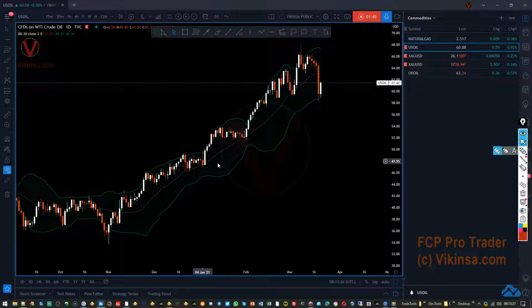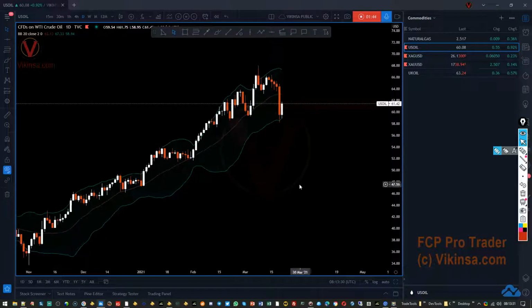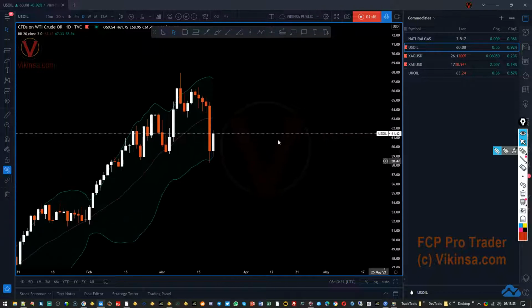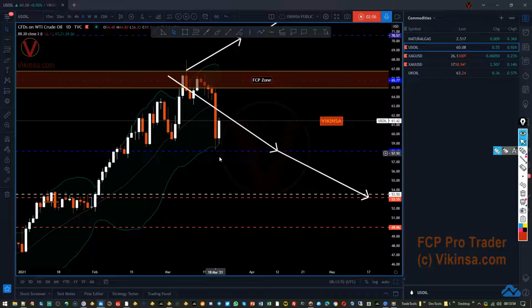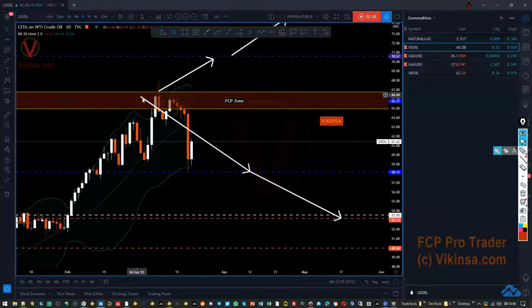The market was extremely bullish and we were riding on it, and then it started to fall down. And I mentioned that this was actually turning into an M pattern, and that is why it was falling down. So if I bring in the original analysis, this is the FCP zone, and very, very accurately it came right into there, performed a retest, gave us a double top kind of structure, and started to fall down right into 58.12. It is not an exact touch, but it's very, very close.